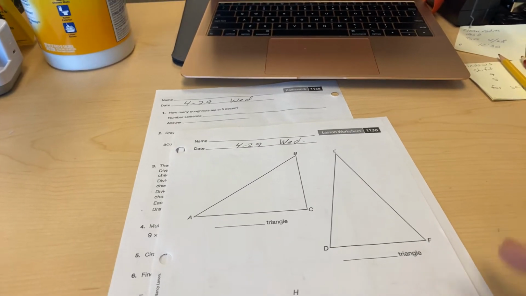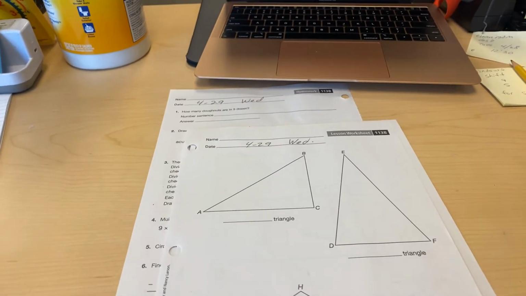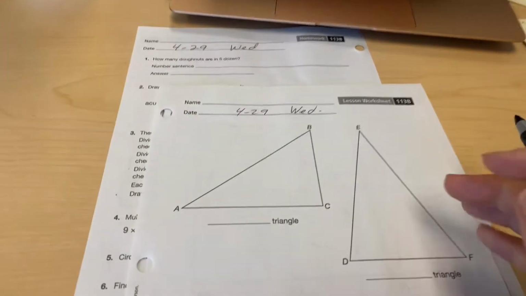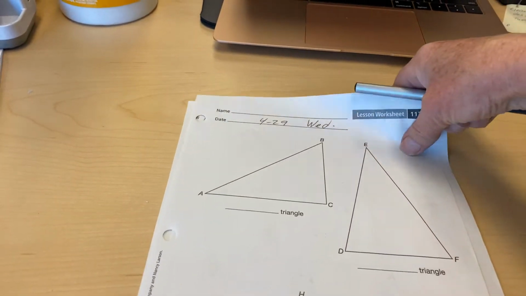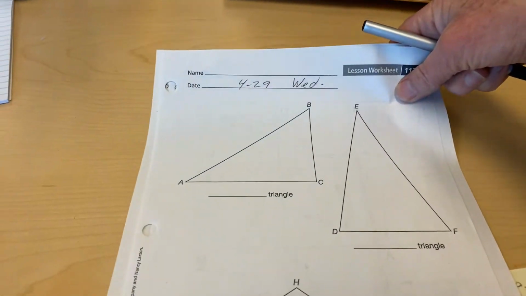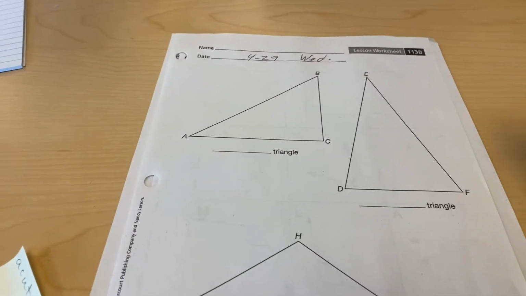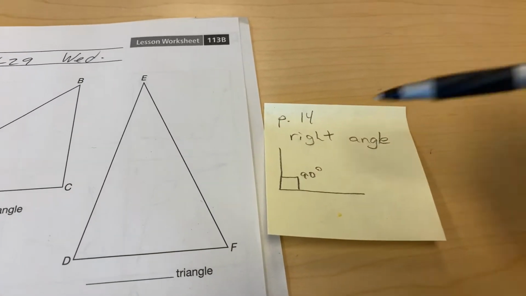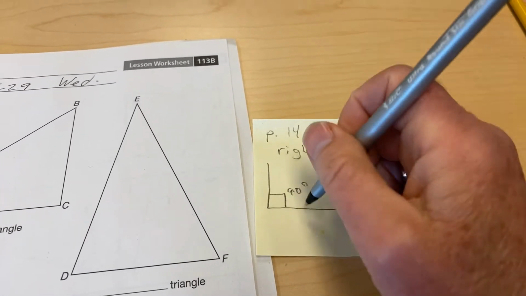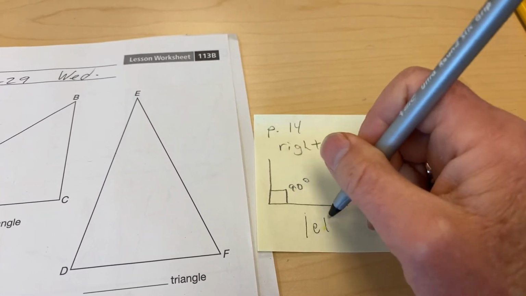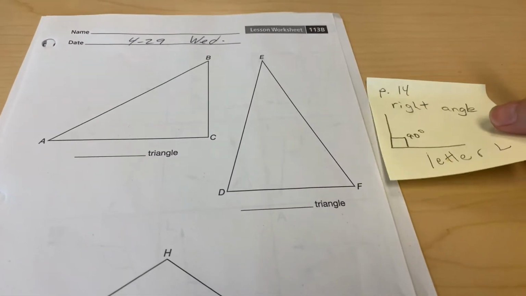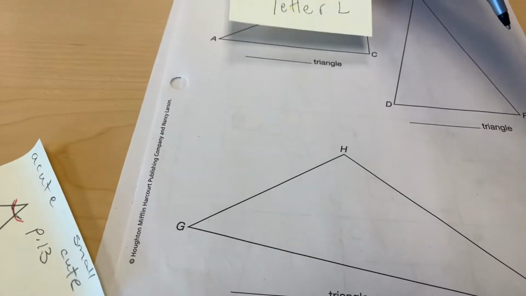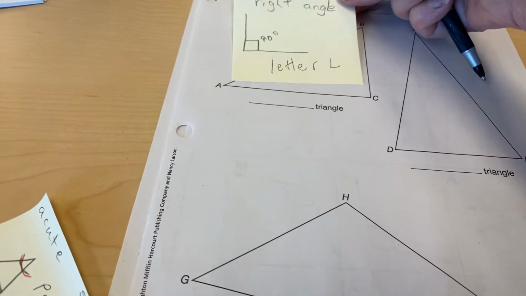But I was talking about right angles, acute angles, and obtuse. So you have this worksheet here, and this is an example of the different angles. So I have a right angle. It has to be the letter L, so that's a good way to remember it. The letter L, and it has to have a paper fit in the box. So can this paper fit in that box?